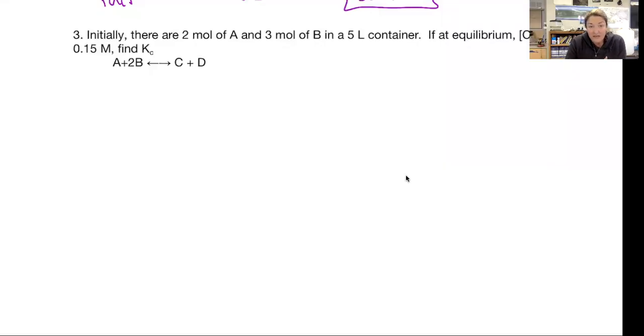My last question, initially, blah, blah, blah, at equilibrium, blah, blah, blah. When I see initial and equilibrium, I need to do an ICE chart.